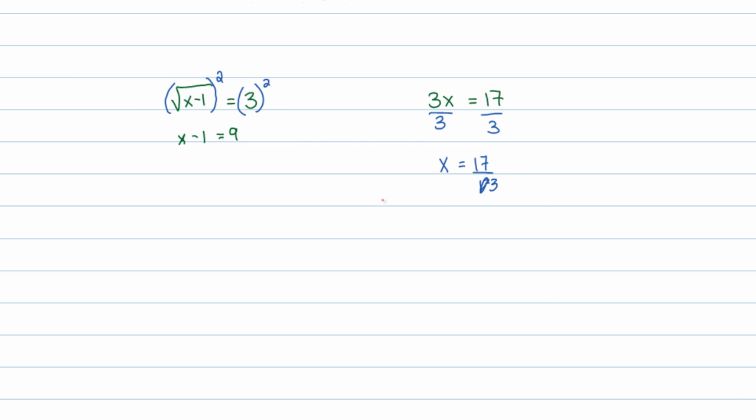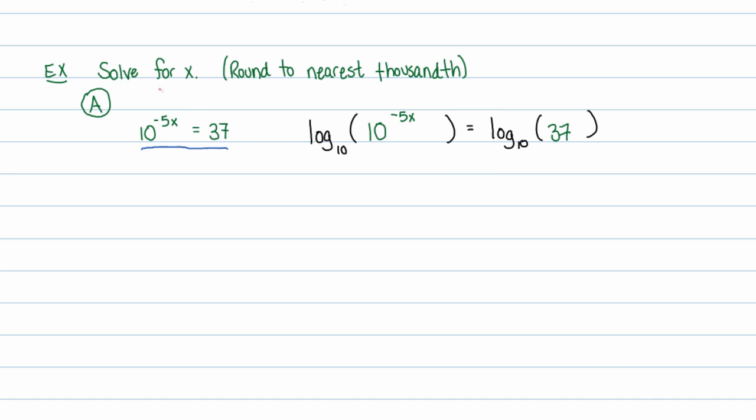Now, going back to our problem, log base 10 of 10 to the negative 5x is just going to turn into negative 5x, which equals log base 10 of 37. And now all I need to do to isolate the x here is to divide both sides, basically to undo this multiplication by negative 5, which calls for a division by negative 5 on both sides.